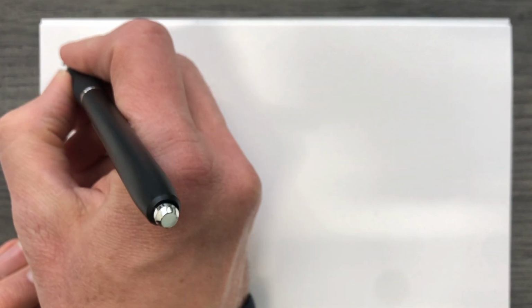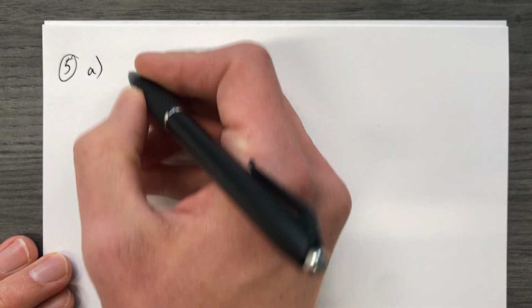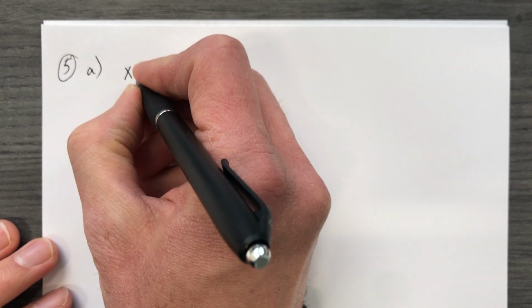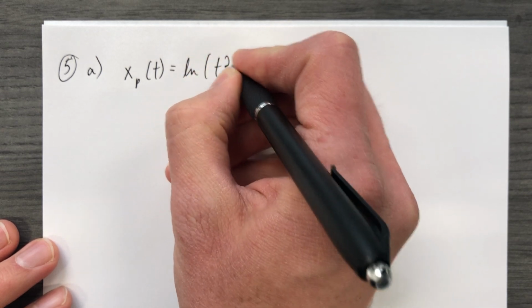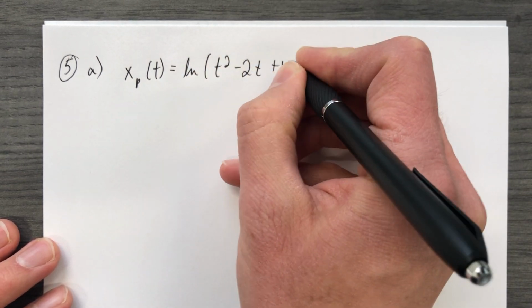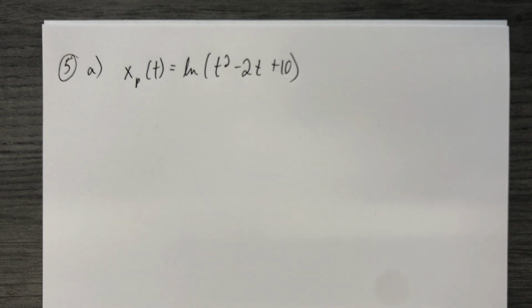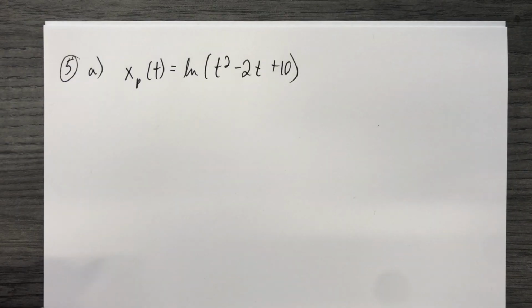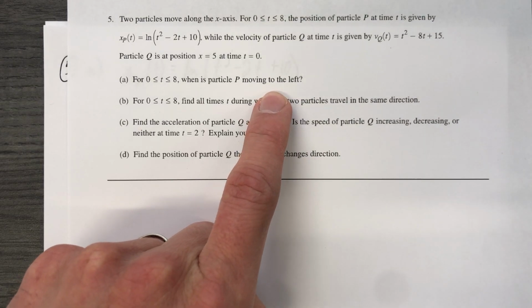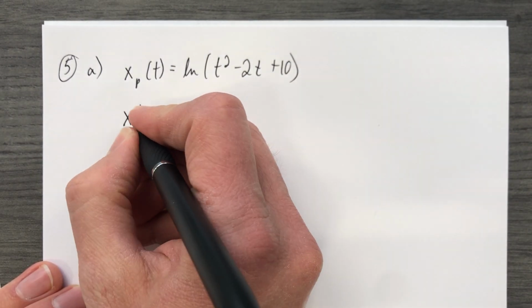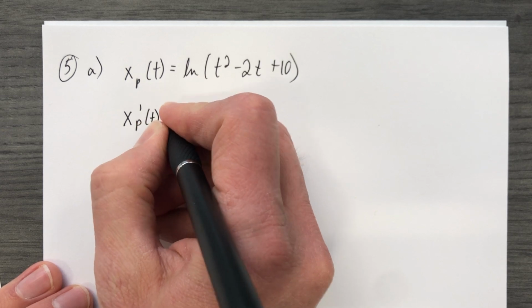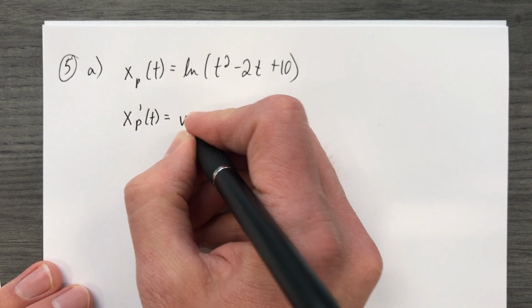All right, here goes. Number 5, part A, and they gave us this that you don't have to write again, but I'm going to write it just as a reference. Natural log of t squared minus 2t plus 10. Okay, we need the derivative of this because they want to know when this particle is moving to the left. So we'll take the derivative of that. And I'm going to define that as the velocity of particle p.